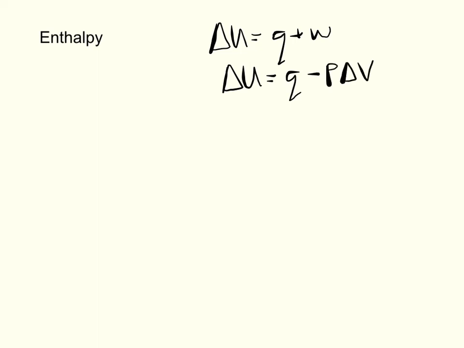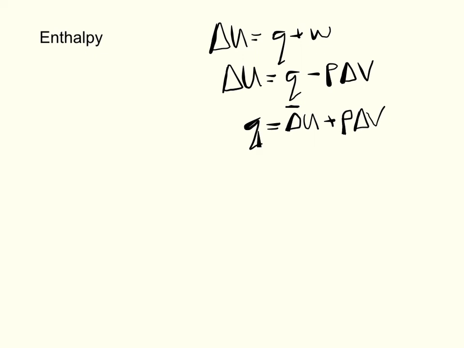So let's say a process occurs, okay? Let's say a gas expands or a gas compresses, whatever happens. And we want to say how much heat was transferred during that process. We want to solve for Q. So let's solve for Q by adding P delta V to both sides. So we'll get Q equals delta U plus P delta V. Now we can solve for the amount of Q, the amount of heat transferred during this process.